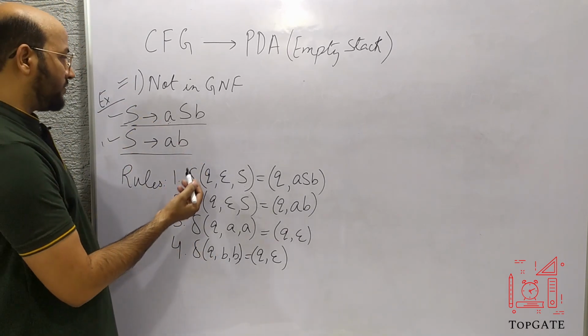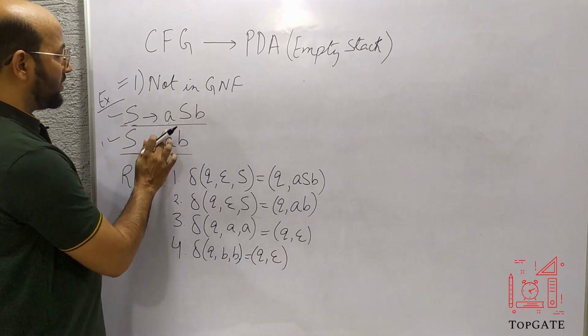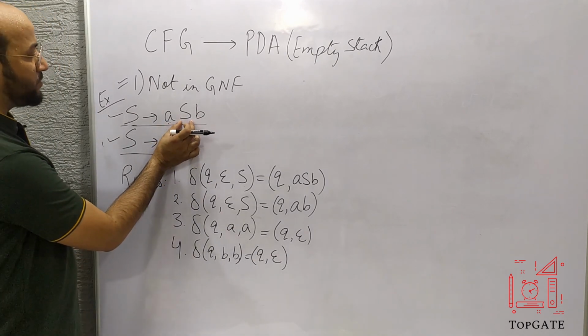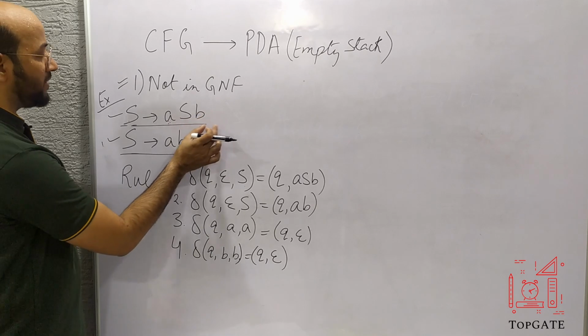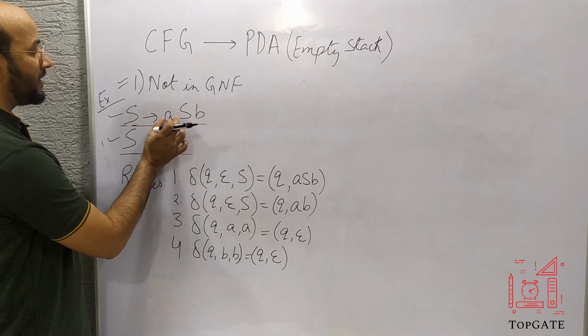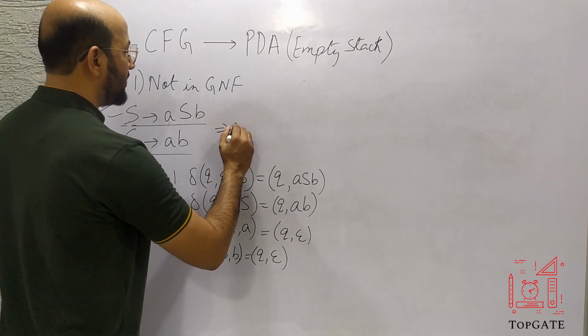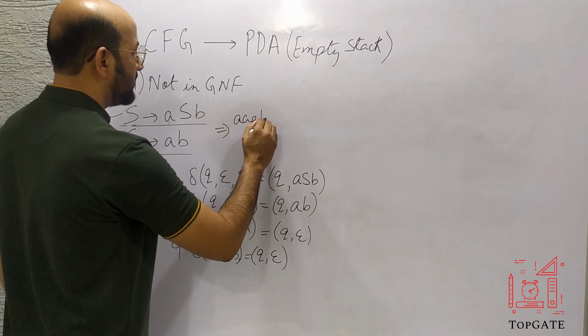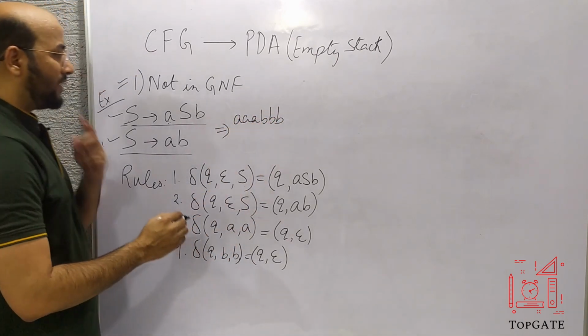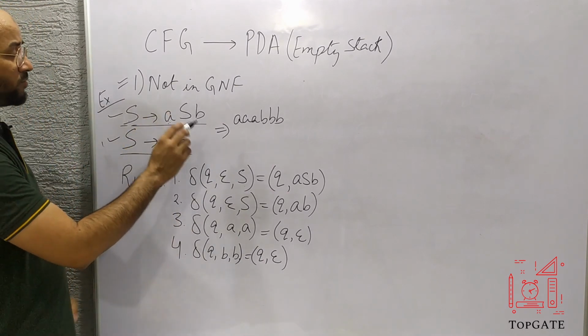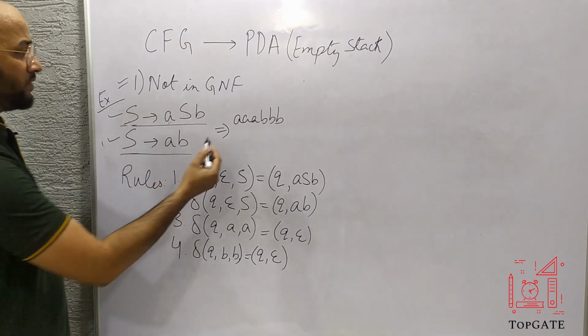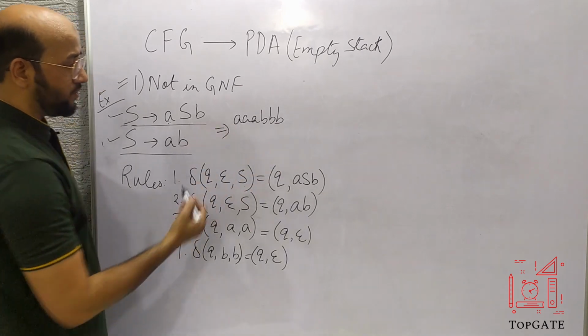So what string can we generate with this one? Suppose we have S as AB, and again we put S as AB here, so I'll get A S B. Again this AB is put here, and we'll get triple A and triple B. So the string we can get from this one is triple A triple B. The language we can get from this one will be A to the power n, B to the power n only.